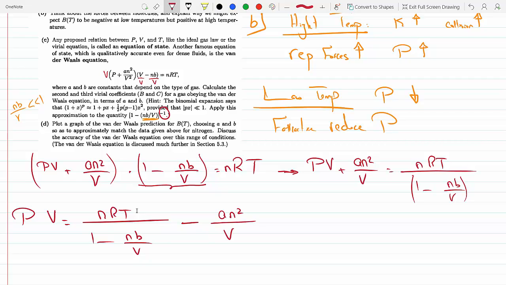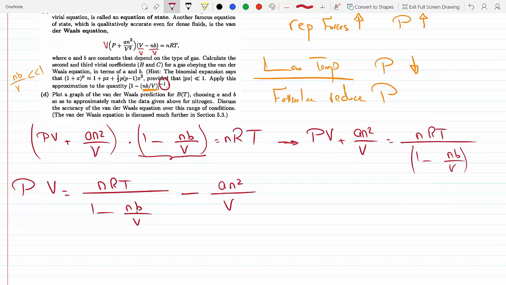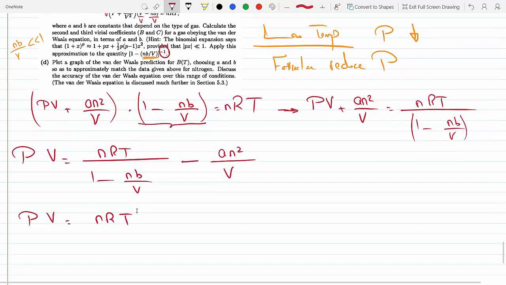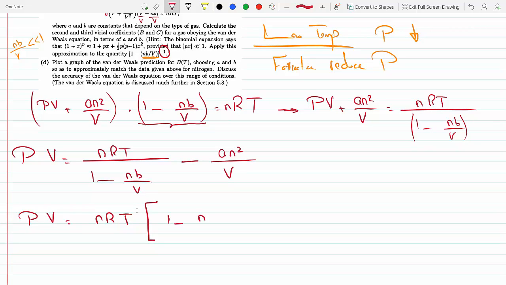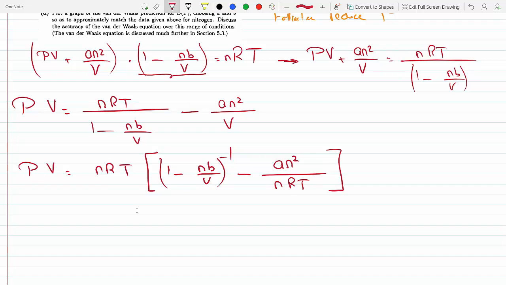Okay. And now if I factor out the NRT so that I could have my expansion coefficient, and I could raise this up, so I would get PV equals NRT. I'm going to do both of these steps at the same time. It's just algebra. And this will give me 1 minus NB over V raised to the minus 1, ready for the expansion. I factored out NRT. Now, if I factor out NRT, the second term does not have NRT, so I would have to divide by NRT. And so I would get this. And if I cancel out an n, this n cancels that n, and now I have PV equals NRT.